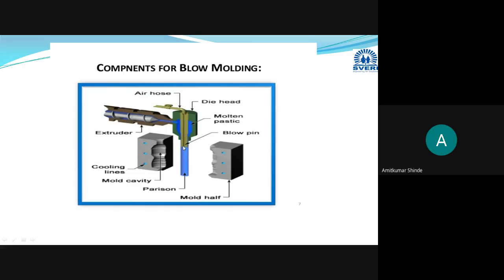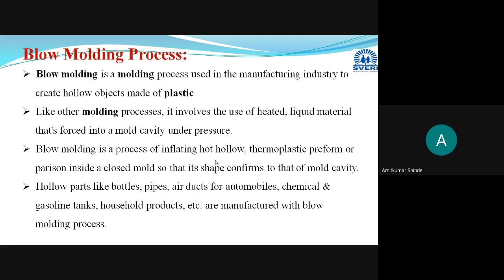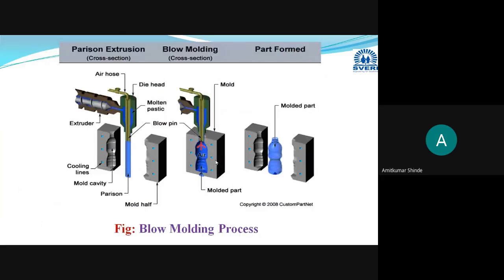Now the next important component is the blow pin. Through this air hose, or air pipe, we provide the compressed air. This compressed air is required for inflating or blowing the parison. So these are the basic components of this process. Now I will explain the process and the meaning of blow molding with the help of the diagram only.